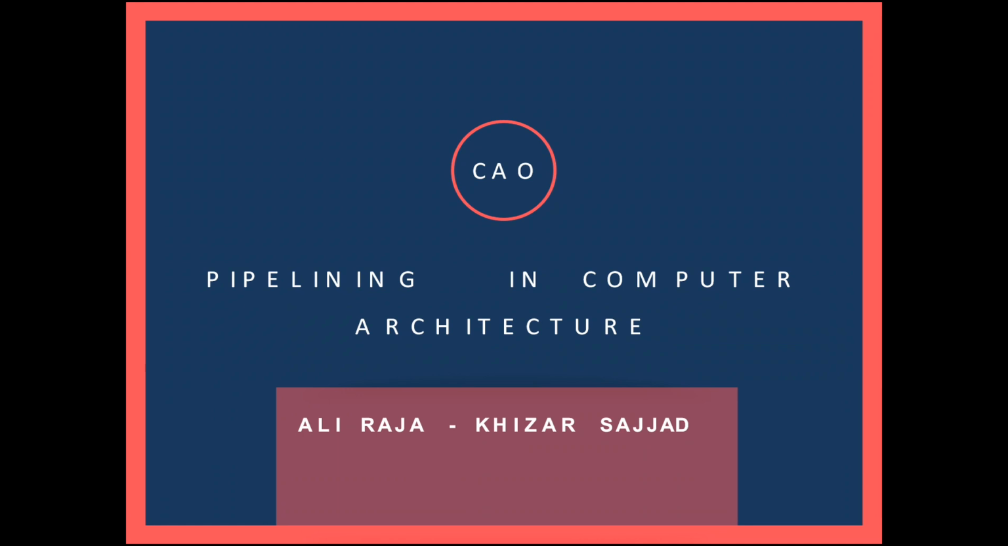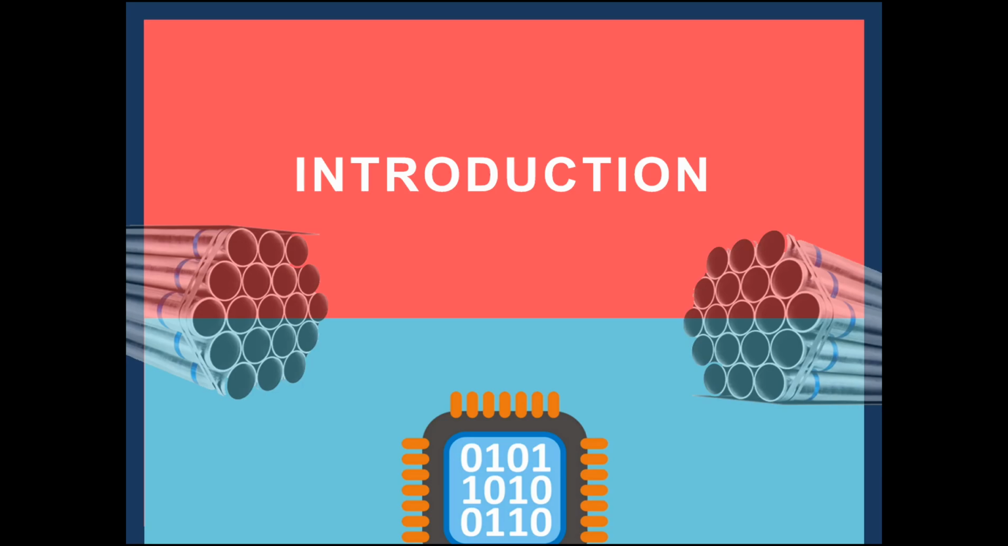The topic assigned to us is pipelining in computer architecture. So let's begin. What is pipelining? Pipelining is basically a process of arrangement of hardware elements of the CPU such that its overall performance is increased. Pipelining is an implementation technique where multiple instructions are overlapped in execution. In pipelining, more than one instruction is executed. Execution of more than one instruction means parallel processing, which makes the overall system more efficient.